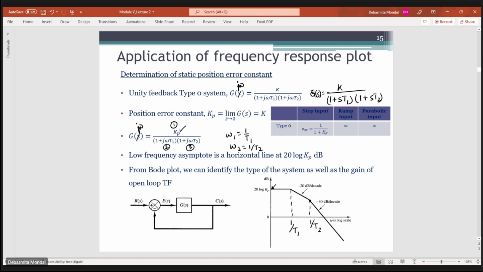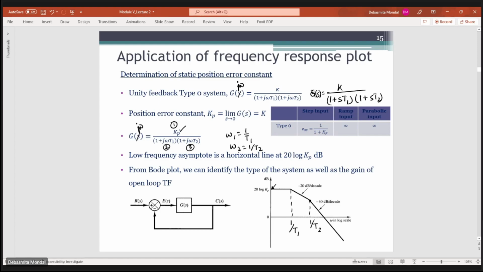And once you know the value of Kp, if you remember, for a type 0 system with a step input, the steady state error is given by 1 by (1 plus Kp). So we can find the value of Kp from here, and we can find the steady state error for this kind of system.